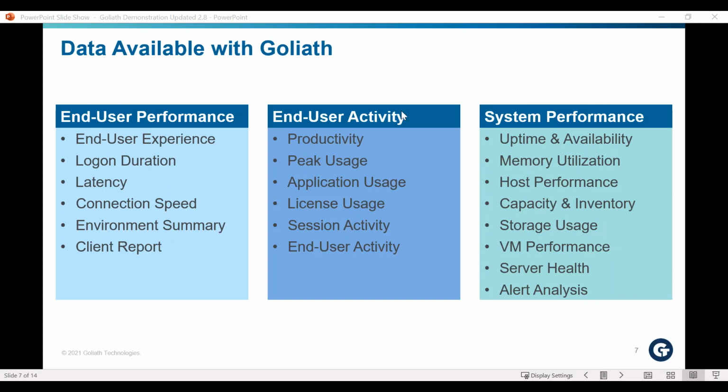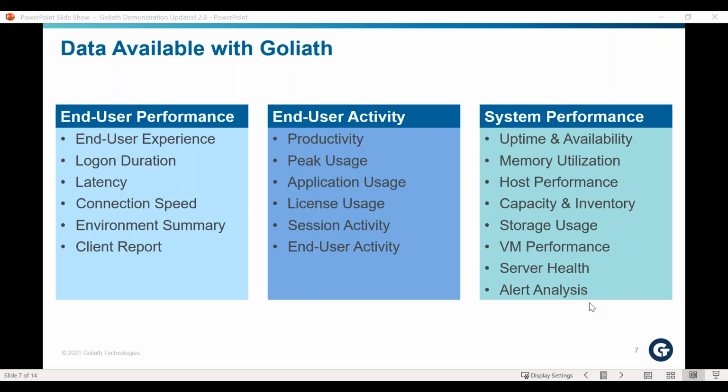Yeah, so as far as reporting, that's something that our clients heavily utilize because we're collecting all of this deep and broad data. And we touched on some of it during the demonstration, but overall, you can see some of the different areas that we're able to report on. So on the left-hand side, end user performance metrics such as logon duration, latency. In the center, end user activity. So how productive are the workers being? When are the peak usage times?